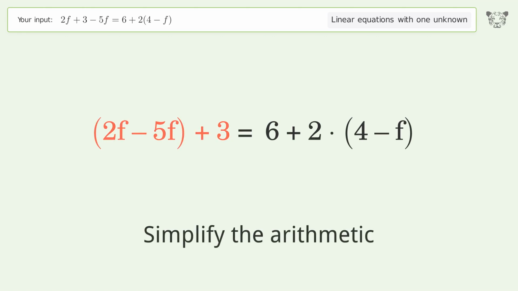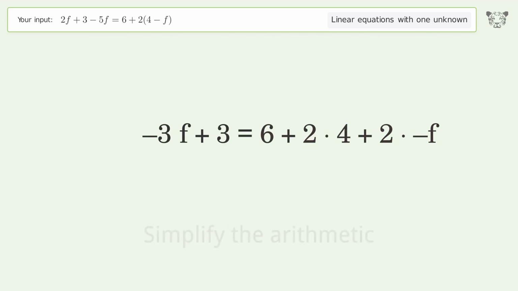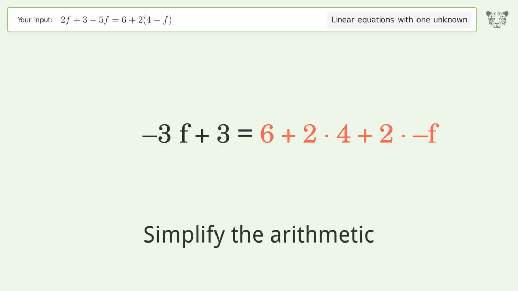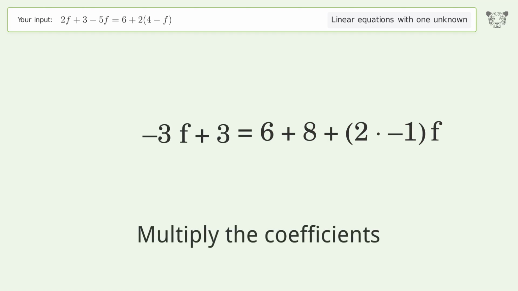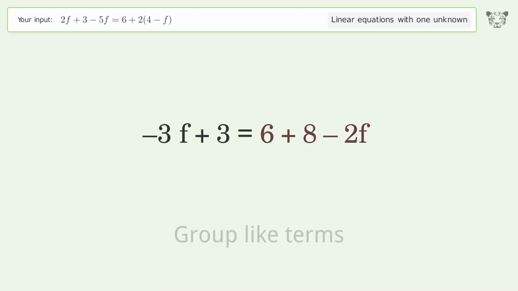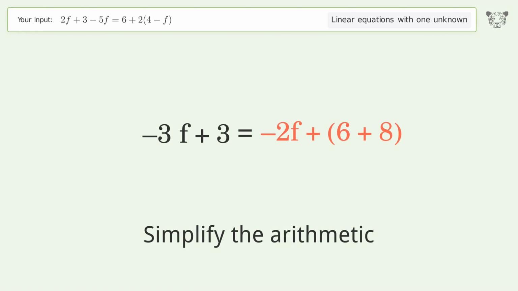Simplify the arithmetic. Expand the parentheses. Simplify the arithmetic. Group like terms. Multiply the coefficients. Group like terms. Simplify the arithmetic.